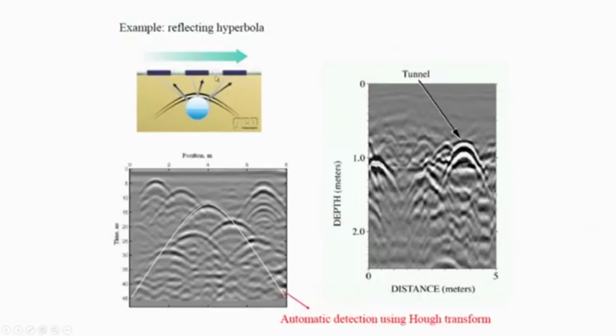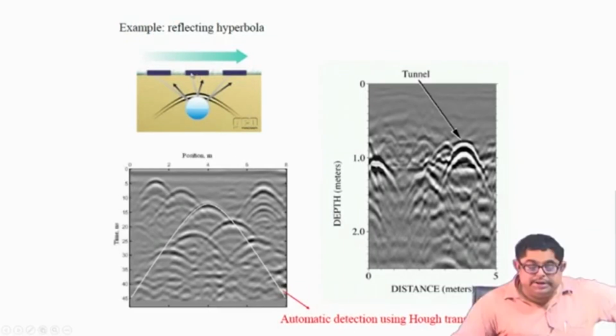Now, this is important. Suppose I have a point object, maybe distributed, but the antenna first is on the left side, then comes to the center, then comes to the right side. Let us assume that these are the 3 positions. In this position it will get some return, in this position it will get some return, in this position it will get some return.